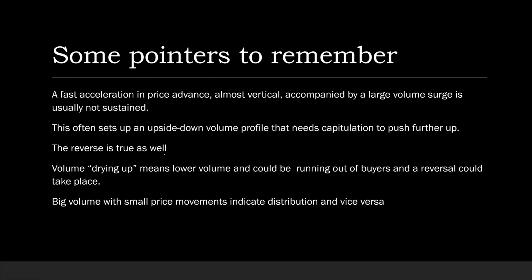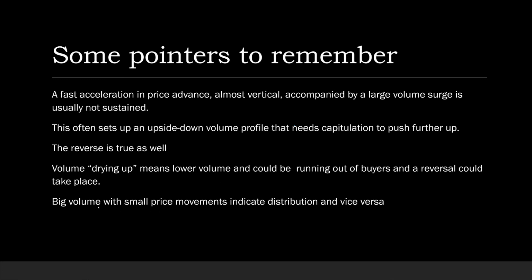Now, a fast acceleration in price advance, almost vertical, accompanied by a large volume surge, is usually not sustained. So when you see it go parabolic, I short parabolic moves often just to get the mean correction. Like it's going to snap back and then consolidate. It also sets up an upside down volume profile, which means there's more people trapped above you, which is a bad thing. Now, if you see volume start to dry up, that means they're not going to be able to push it and do what they wanted to with it. And so it makes it harder for them to manipulate, and it means a reversal could take place.